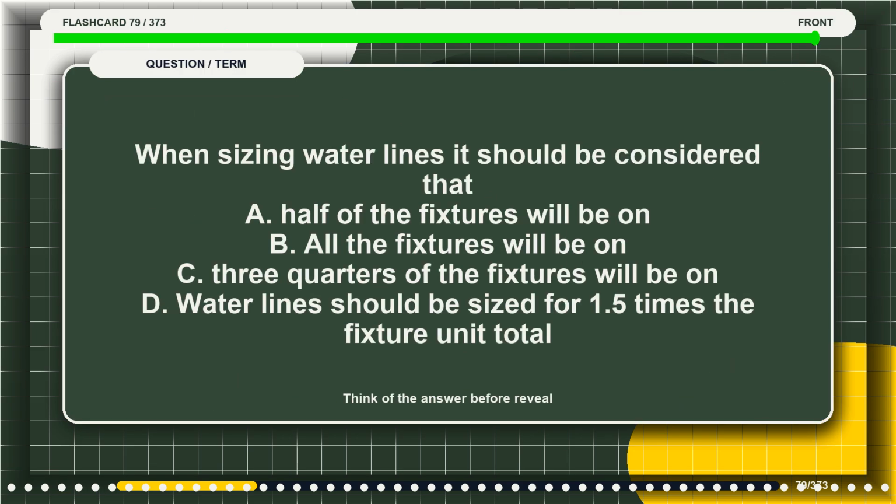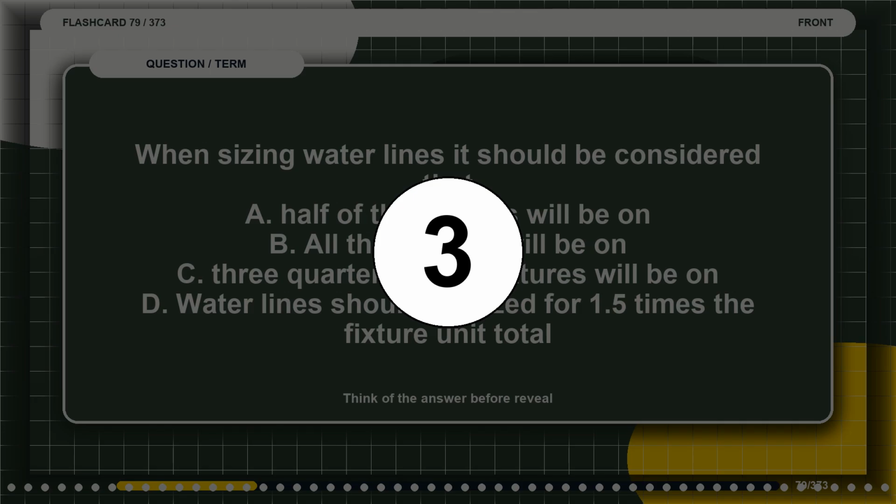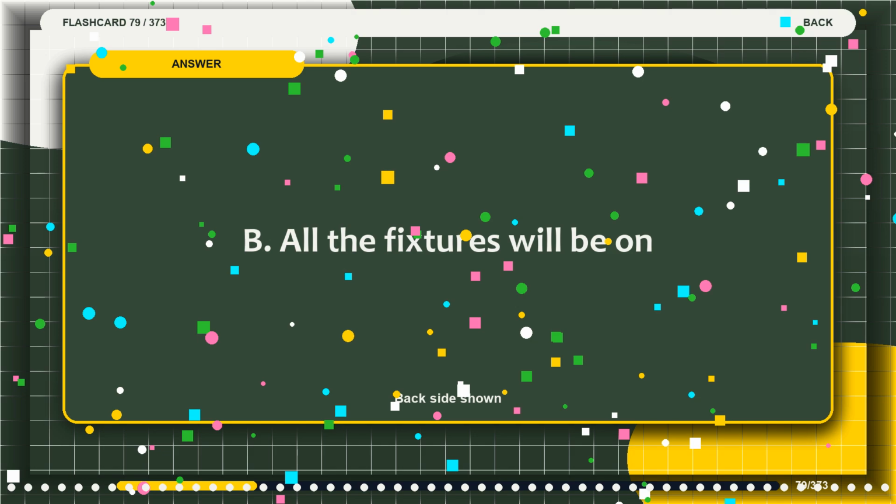Flashcard 79. When sizing water lines, it should be considered that A. half of the fixtures will be on. B. All the fixtures will be on. C. 3/4 of the fixtures will be on. D. Water lines should be sized for 1.5 times the fixture unit total. Think of the answer before the reveal. The answer is B. All the fixtures will be on.